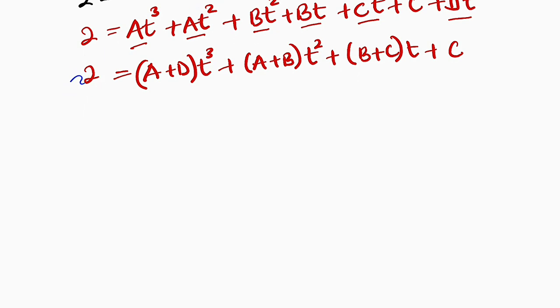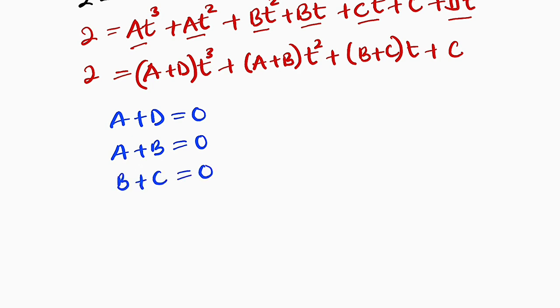Do we have any term with t to the power of 3 to the left? No. Therefore, the whole coefficient here will be equal to 0. a plus d is equal to 0. We do not have any term with t squared to the left. Therefore, a plus b will be equal to 0 as well. Likewise, this one, b plus c will be equal to 0. But c is constant and we have a constant here. Hence, c is equal to 2.